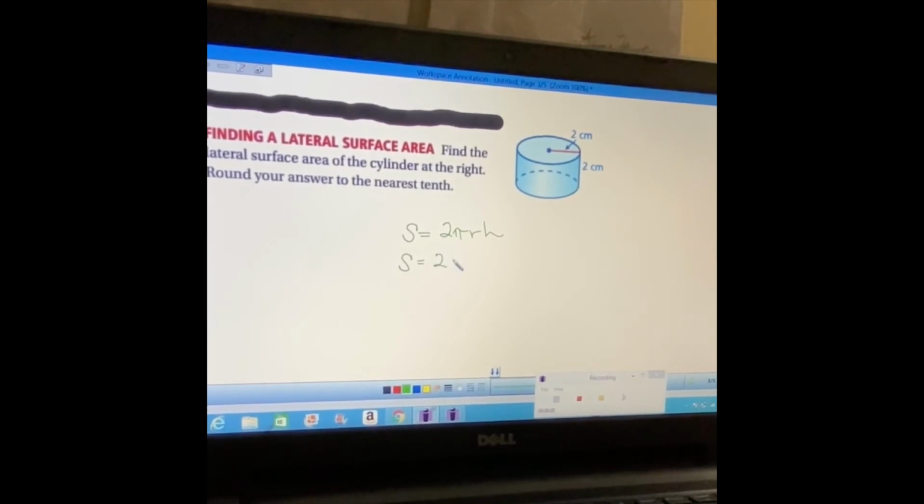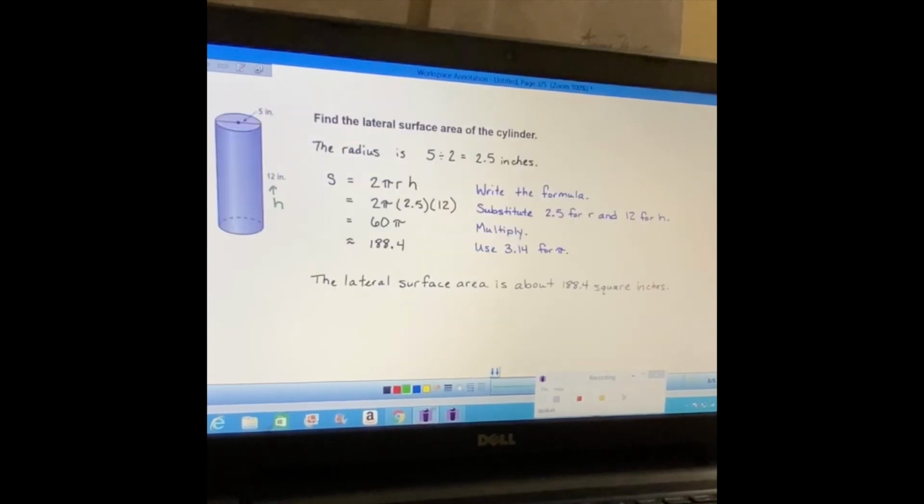All right, let's see how you did. So we have 2 times pi times the radius here, which is 2, times the height, which is 2. 2 times 2 is 4. 4 times 2 is 8. So now we have 8 pi. And 8 times pi should give us approximately 25.1 centimeters squared. How'd you do? I bet you did fantastic. Okay, let's keep going. Let's try another.